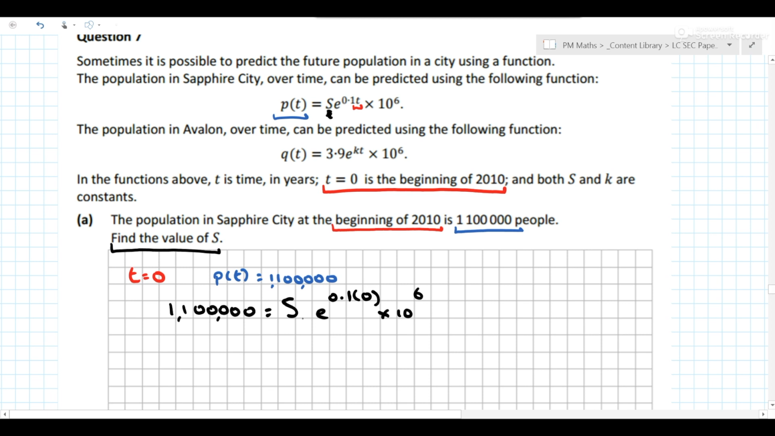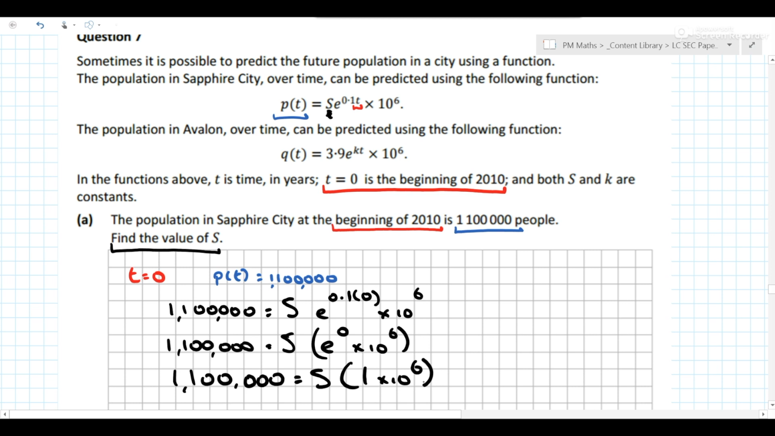Now, we actually know what e is. E is a number, remember? We know what this is. So we can deal with all that together. And also, what's quite nice is that it's e to the power of 0. And we actually know what e to the power of 0 is. Anything to the power of 0 is 1. We actually already dealt with it a few minutes ago in the previous part of this paper. So 1 by 10 to the power of 6.